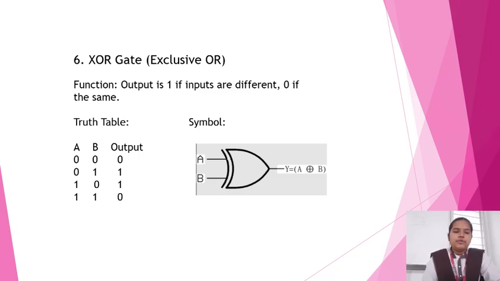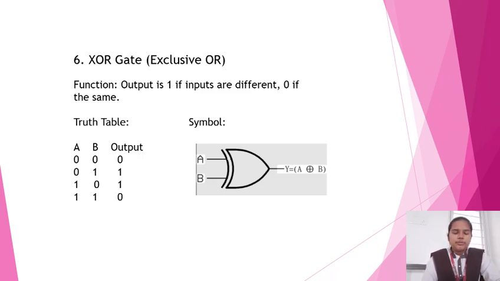If inputs are taken as A and B and output as output, we take A equals to B equals to 0, the output becomes 0. We take A equals to 0, B equals to 1, the output becomes 1. We take A equals to 1, B equals to 0, the output becomes 1. We take A equals to B equals to 1, the output becomes 0. Because output is 1 if inputs are different, 0 if the same.